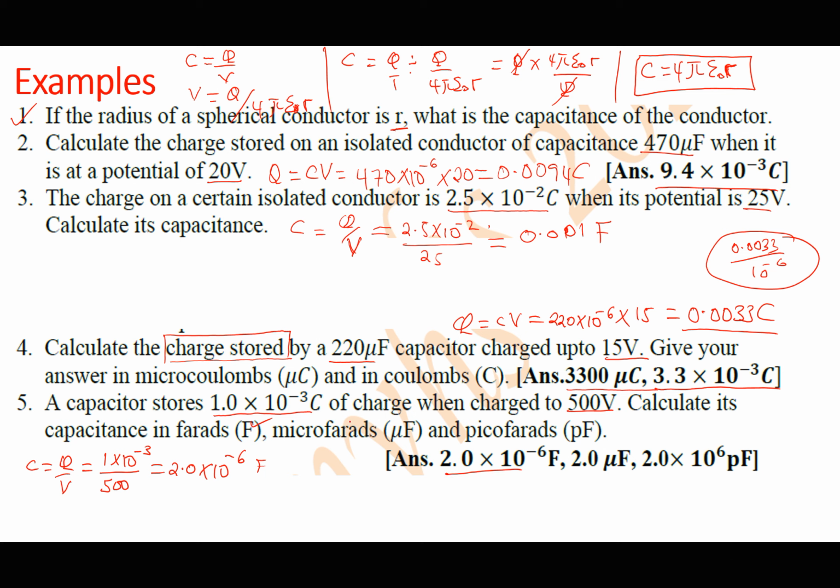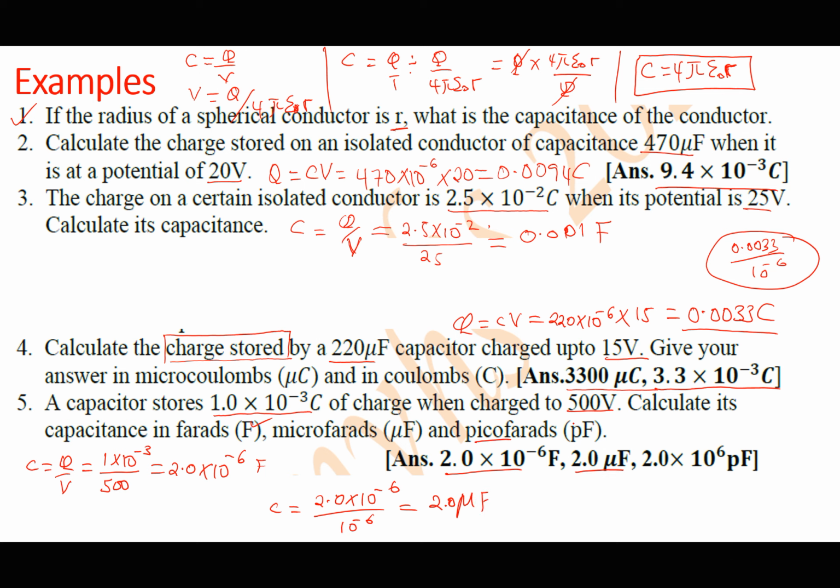In microfarads, we divide by 10 to the power of minus 6. So capacitance is going to be 2.0 times 10 to the power of minus 6 divided by 10 to the power of minus 6. And I think this will be 2.0 microfarads, which is correct.